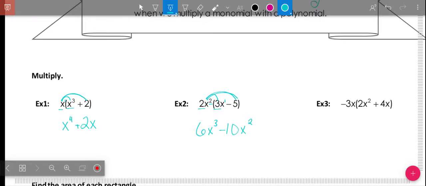All right. So I want you to go ahead and try example 3 on your own. Just try it out, see how it goes. So I want you to go ahead and try example number 3 on your own, and then you can check your work with mine when you're finished. All right, so I hope you try this one on your own.